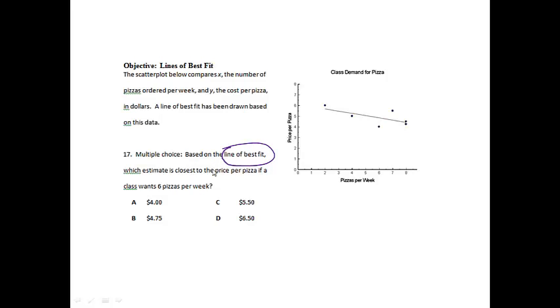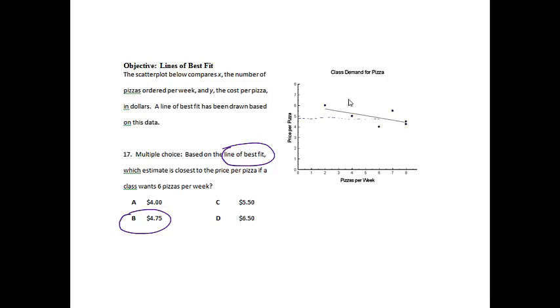Which estimate is closest to the price per pizza if a class wants 6 pizzas per week? So I'm going to go over to 6 and I'm going to go up to my line. So this is what I'm looking for. I'm not looking at the data point. So I'm going to look over to see about how many. I'm just going to try to draw a line straight over as much as I can. It looks like it's almost 4, but not quite. So the one that I would choose would be B.